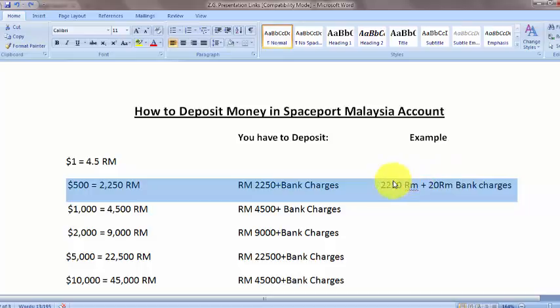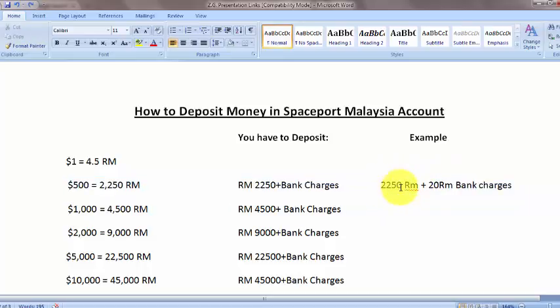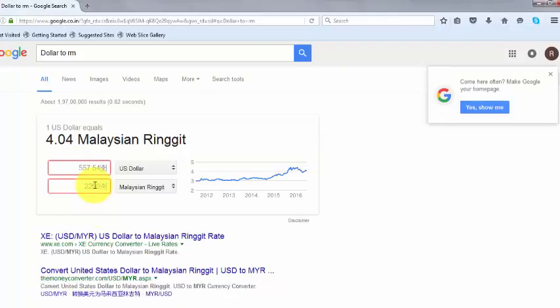Now you can see here, this will come up to 2,250 RM plus, say, 20 RM bank charges. Now let us include this. With bank charges it is coming up to about 70. Then you have to deposit around $560 or $570 for the $500 package. So this keeps on changing. So see the exchange rates and calculate as per that.